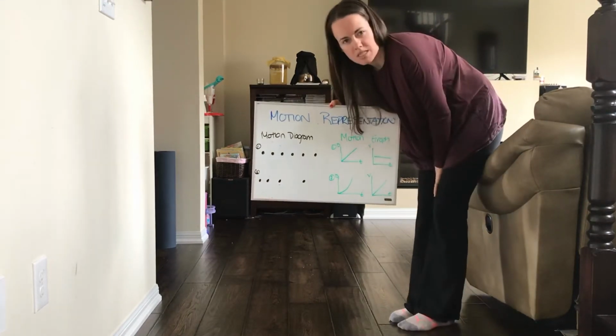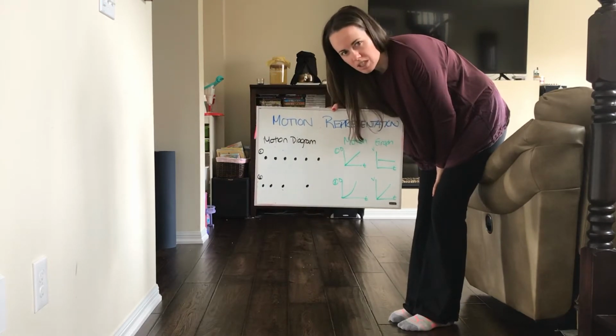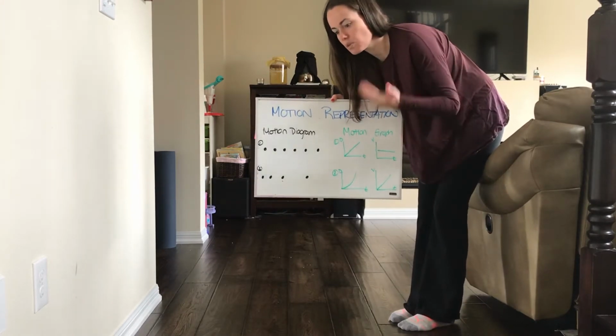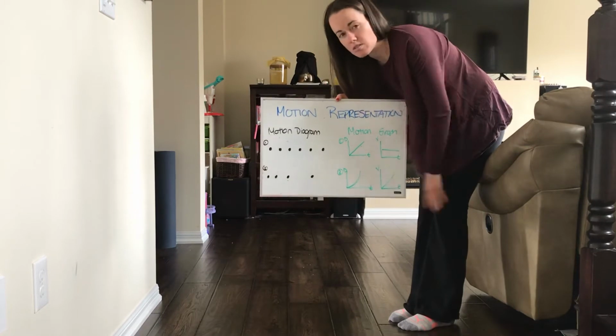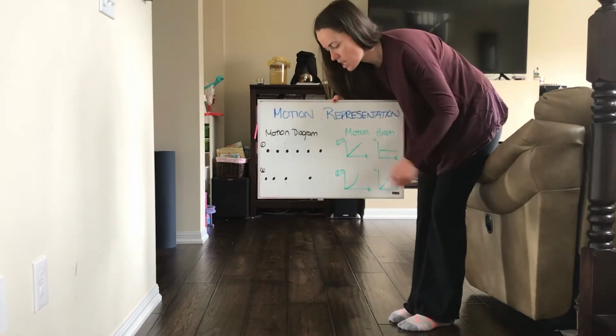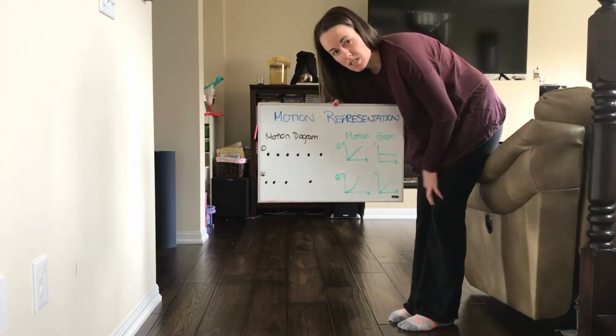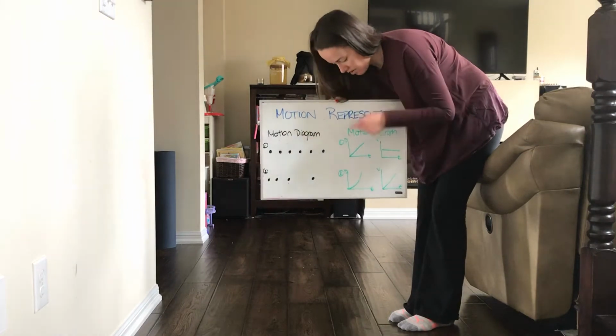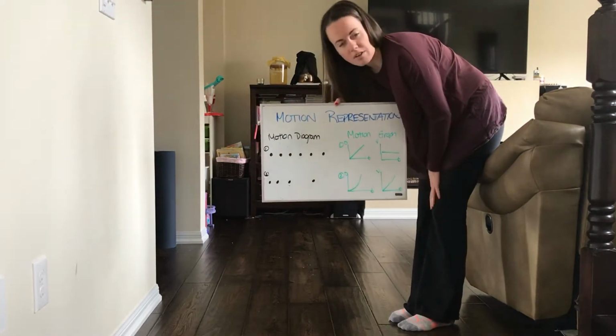With multiple representations of motion, a lot of times you're going to be looking at not just motion graphs and free body diagrams, but also motion diagrams. Motion diagrams are really similar to ticker tape. This would be an example of a motion diagram, and then these are the related motion graphs that go with it.